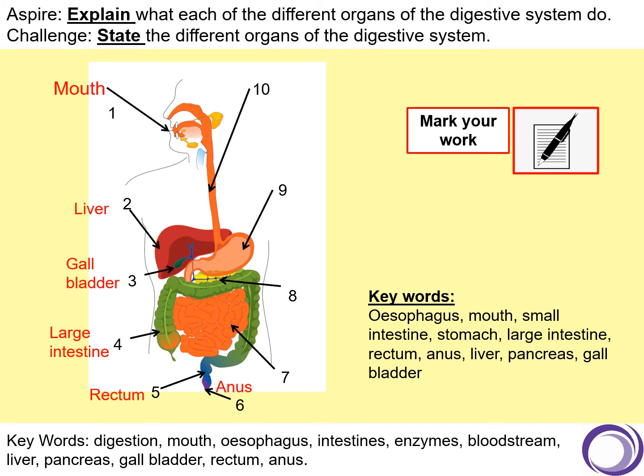Number 6 is the anus. Number 7 is the small intestine. Number 8 is the pancreas. Number 9 is the stomach. And number 10 is the esophagus.